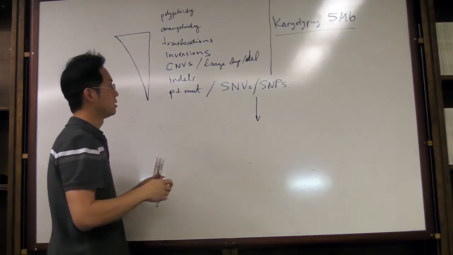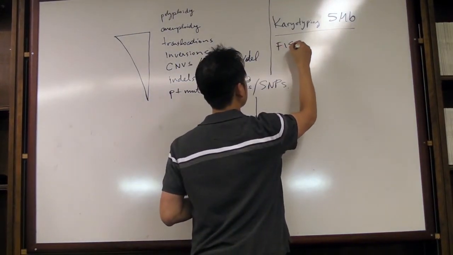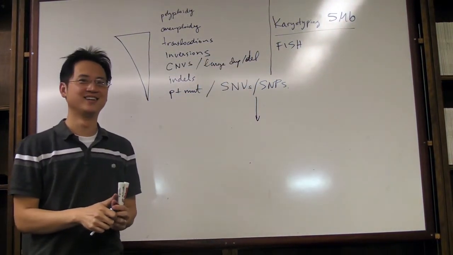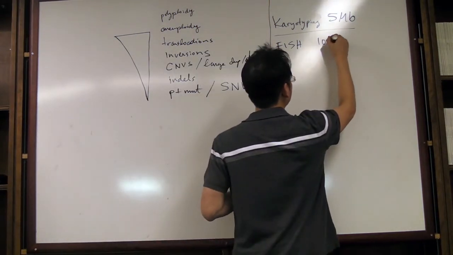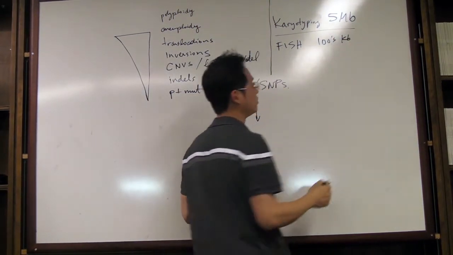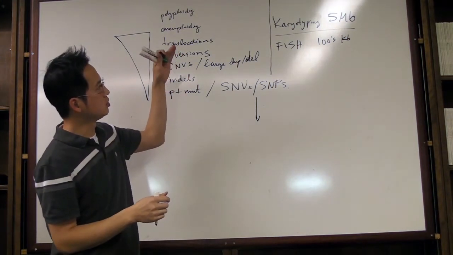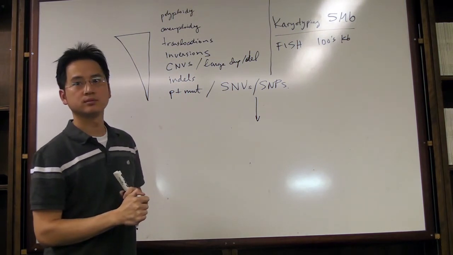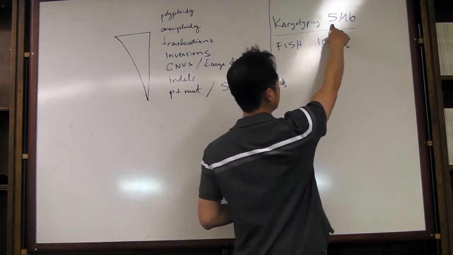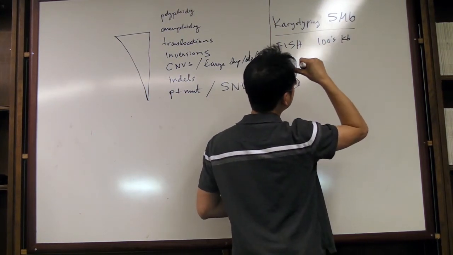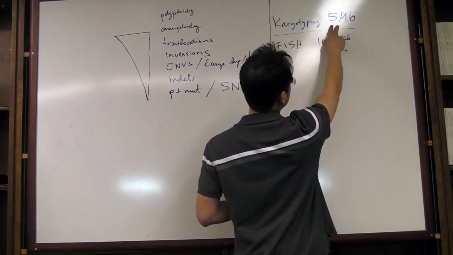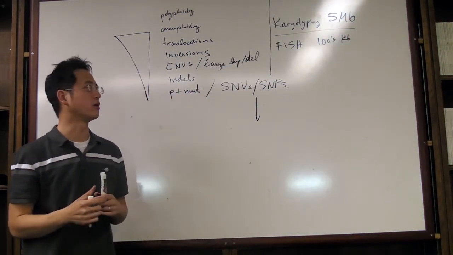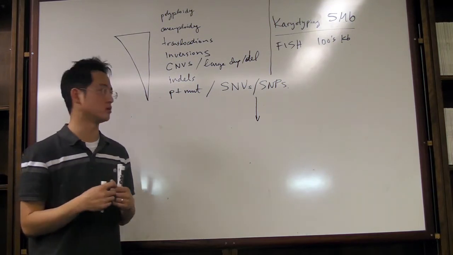For FISH, any guesses what the resolution is? It's got to be better than 5 megabase, right? So hundreds of kilobase. So we've dropped down by probably more than an order of magnitude. An order would be around 500,000, so we can go down below 500,000. So it's maybe an order and a half of magnitude increase in resolution.